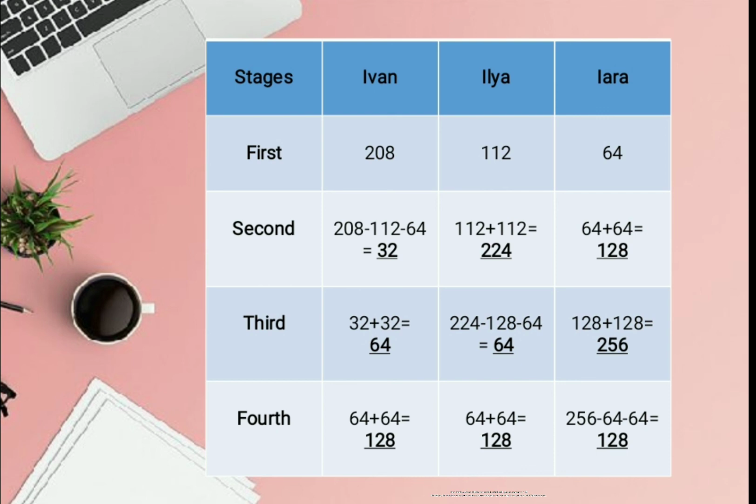Therefore, the solution we've done earlier is correct because we come up to an outcome of 128 pesos each.